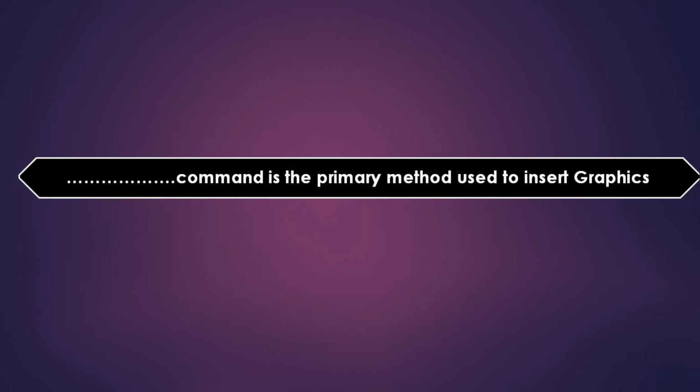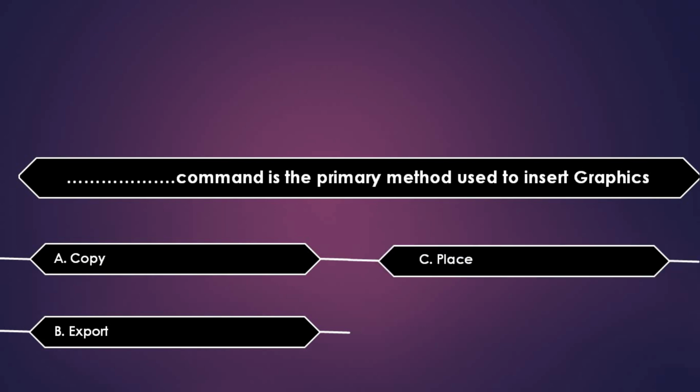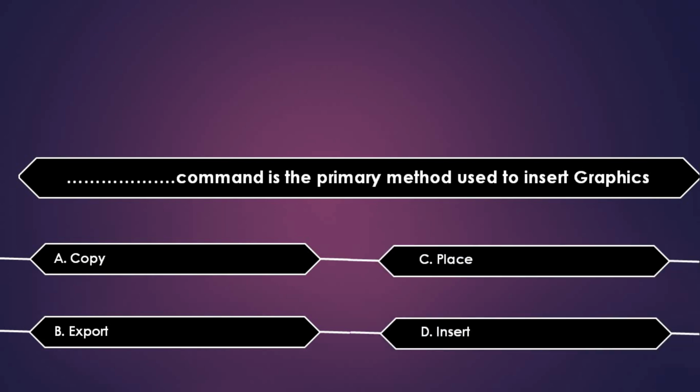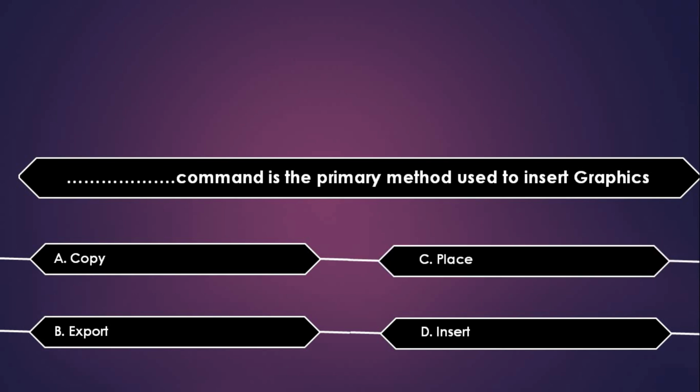Dash command is the primary method used to insert graphics. A. Copy, B. Export, C. Place, D. Insert. The right option is Place. Place command is the primary method used to insert graphics.